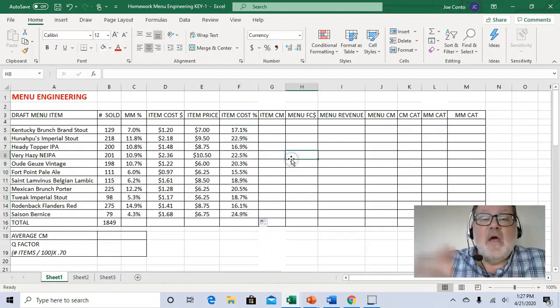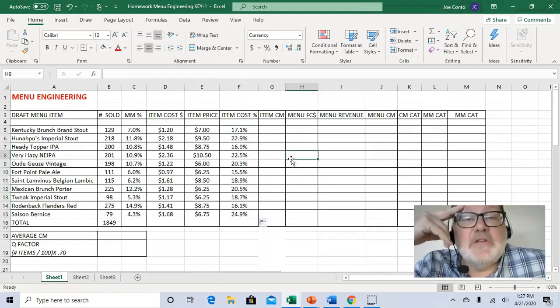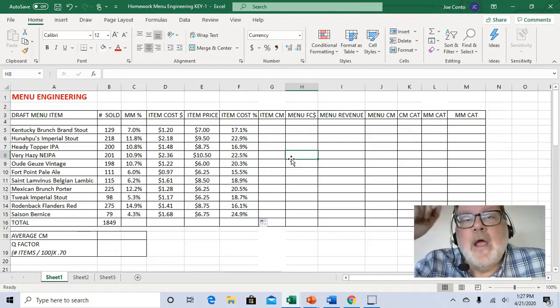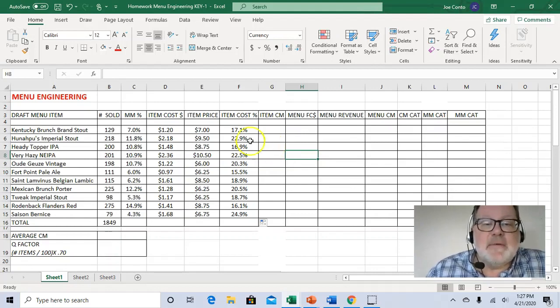And this tells me what all the different cost percentages of the different products are. Remember, we said that draft beer on average has a cost percentage of 20%, meaning 20 cents out of every dollar in revenue goes to pay for the beer itself. We see that some of these things are well below 20, others are well above 20.